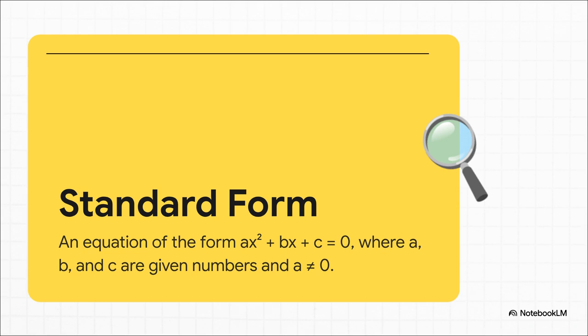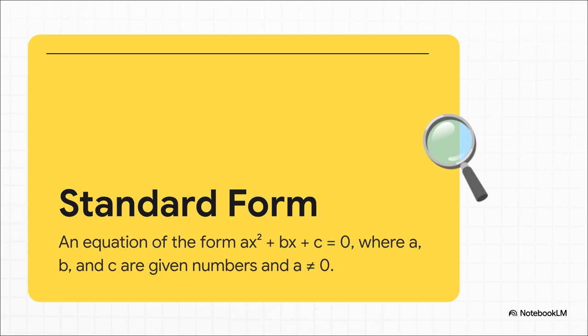The first step, every single time, no matter what, is getting it into standard form. That's ax squared plus bx plus c equals 0. Everything on one side, 0 on the other. Think of it like clearing off your workbench. It is absolutely essential. So for our example, we distribute that 2x on the left.